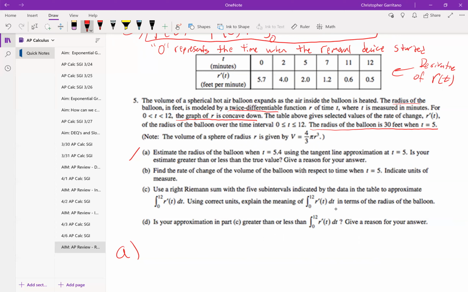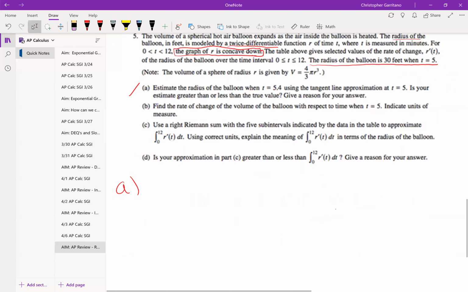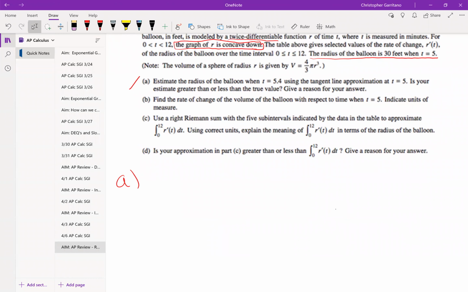All right, we want to figure out the radius of the balloon when time is 5.4. Okay, I can understand why this confused people because we don't have, in this table, time as 5.4 whatsoever, nor do we even have an idea of the radius function. All we have is the derivative of the radius function. Okay, so what do we know about R? Well, let's go back to this piece of information. We're told that the graph is concave down. So what I'd like to do is, if that's all the information I have, I'm going to use that information to draw a diagram. All right, so maybe this is what R of t looks like.